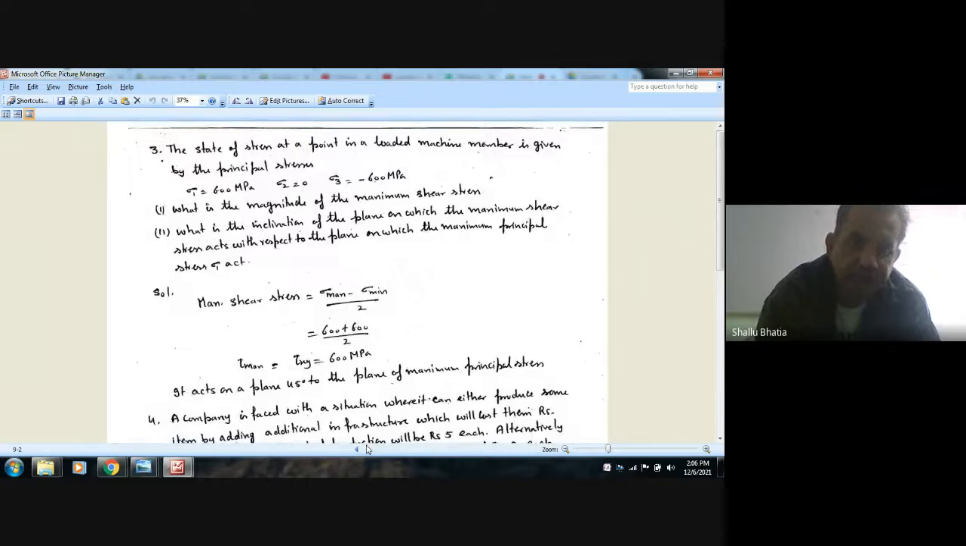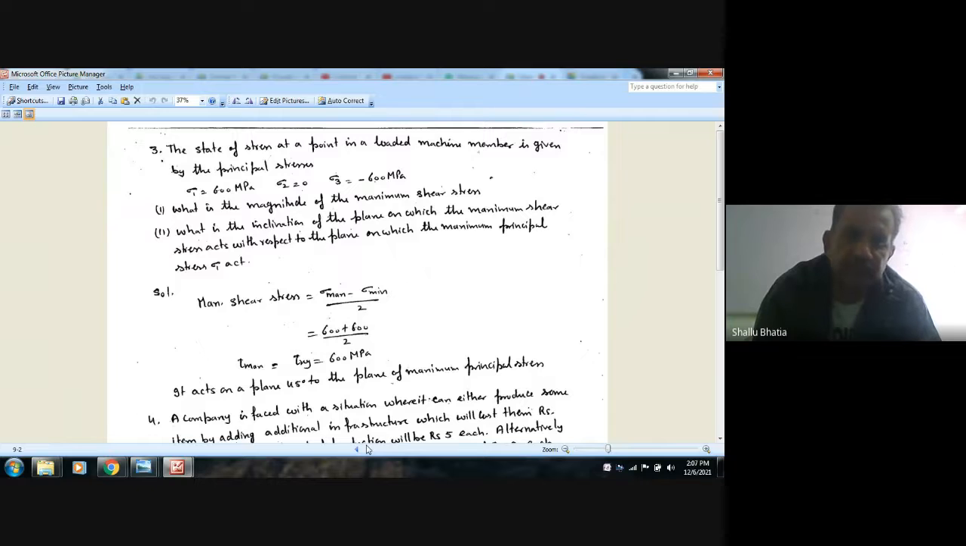Okay, next question: the state of stress at a point in a loaded machine member is given by principal stresses sigma 1 600 MPa, sigma 2 0, sigma 3 minus 600 MPa. What is the magnitude of maximum shear stress? First part. Second part: what is the inclination of the plane on which the maximum shear stress acts with respect to the plane of maximum principal stress sigma 1? Okay. So maximum principal stress is 600 MPa and minimum principal stress is minus 600 MPa.